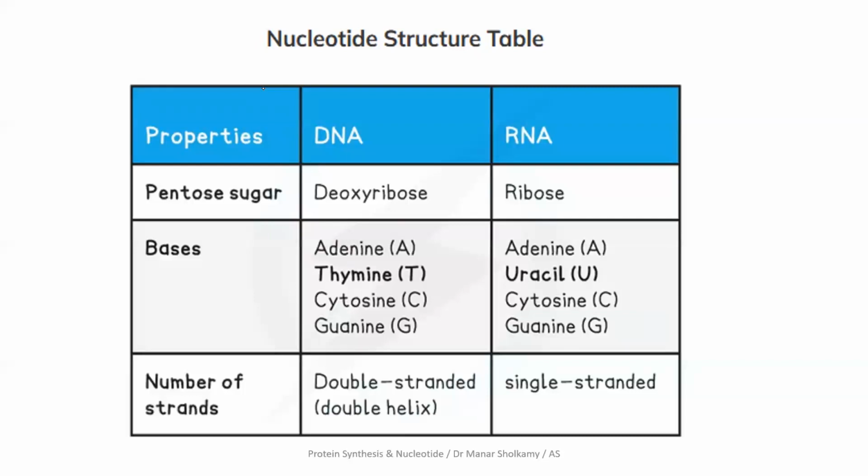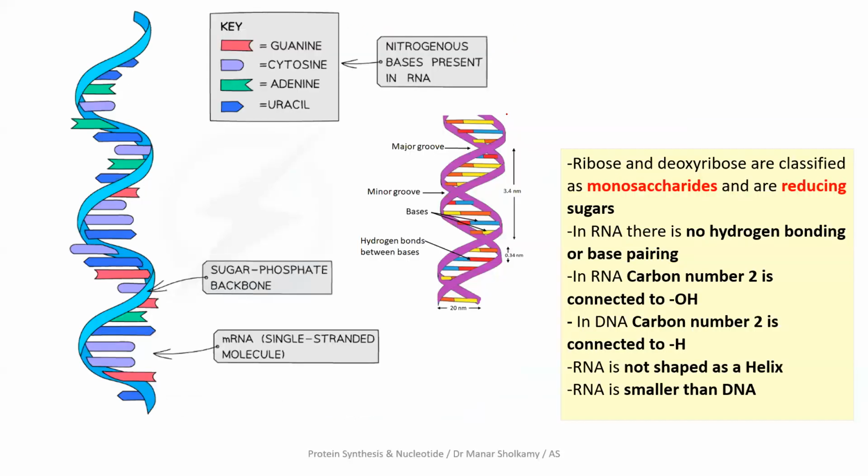Any questions? In case they're asking you about the differences between DNA and RNA: DNA is a double strand, RNA is a single strand. DNA is larger, RNA is smaller. Here we have a deoxyribose sugar, here we have a ribose sugar only. In DNA we have hydrogen bonds, in RNA we don't have hydrogen bonds, so the difference is very big.